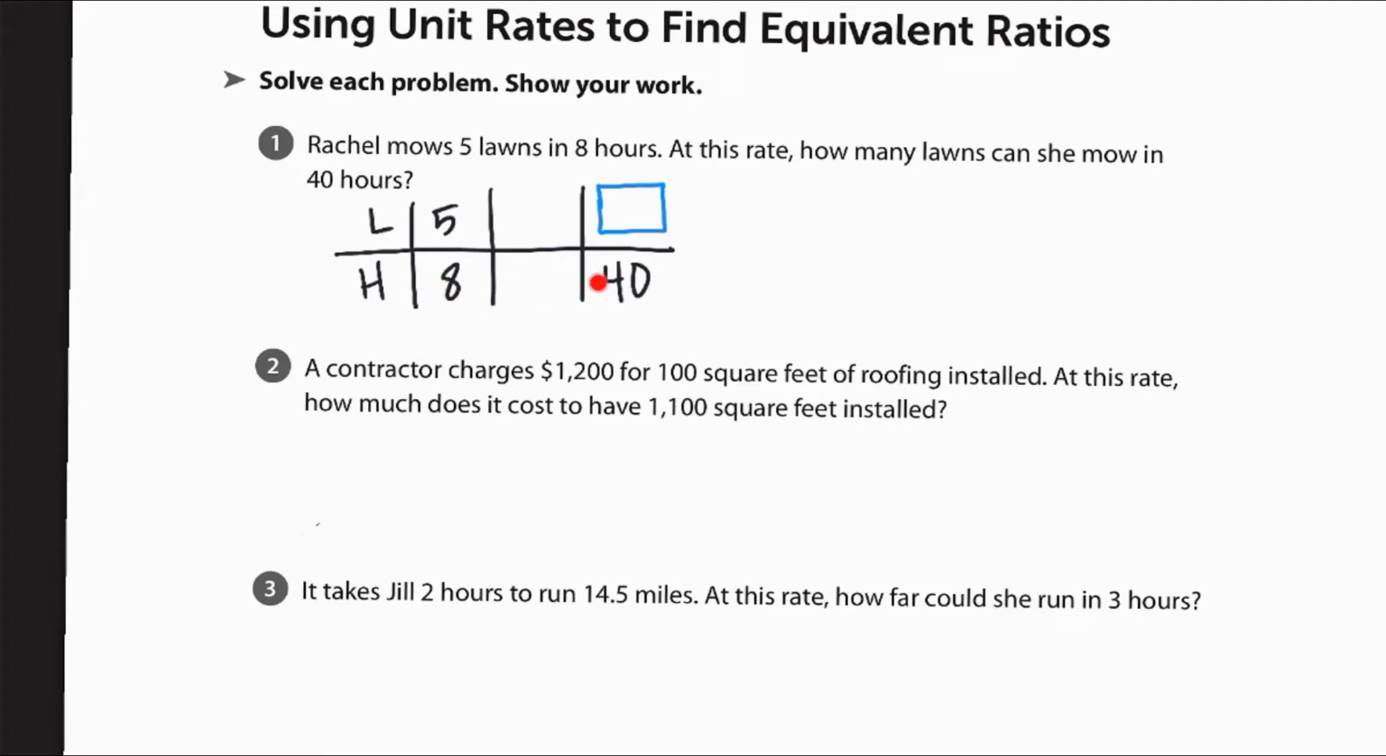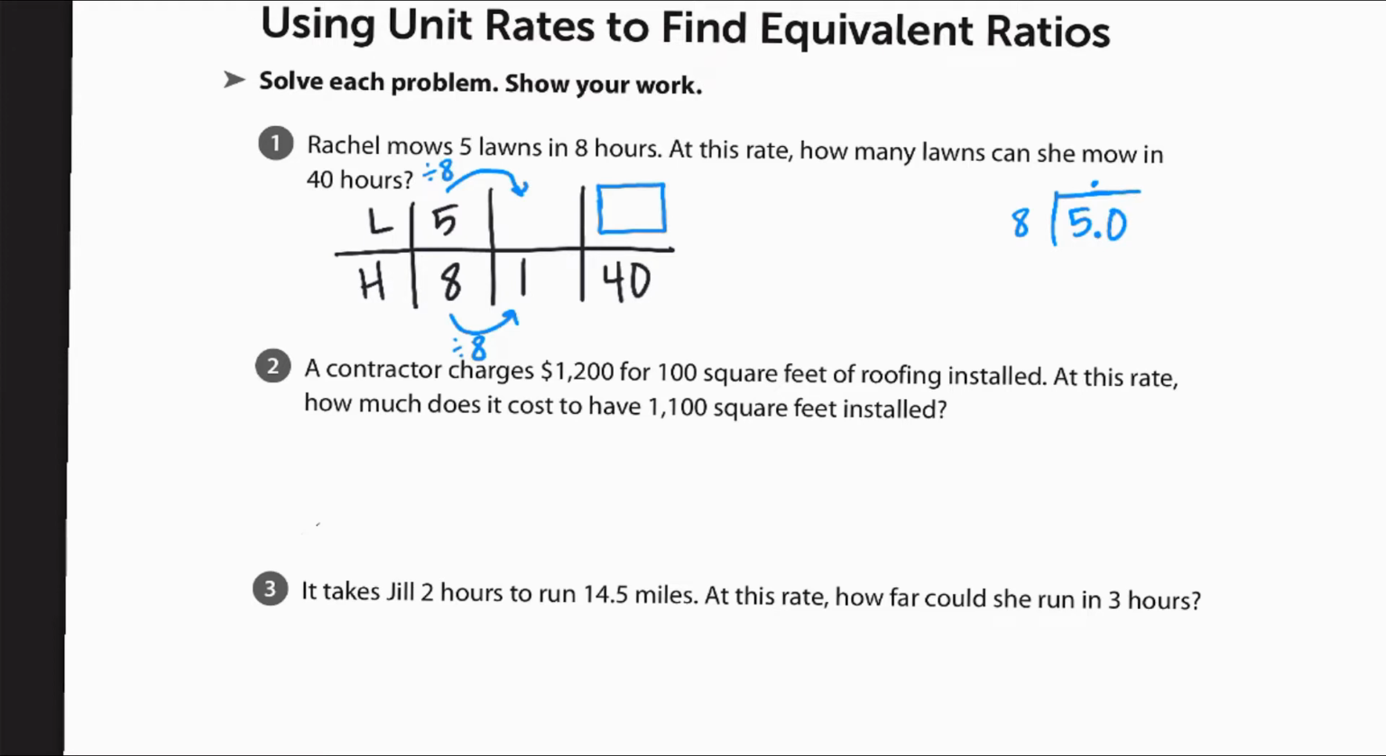So because I have my hours right here, I'm going to put a 1 right here because I want to know what it's going to take her to do 1 hour. Okay, so to get from 8 to 1, I'll divide by 8. And what I do to one part of the ratio I need to do to the other part of the ratio. So 5 divided by 8. Okay, 8 can't go into 5, so I'll put a 0 and a decimal and annex a 0.